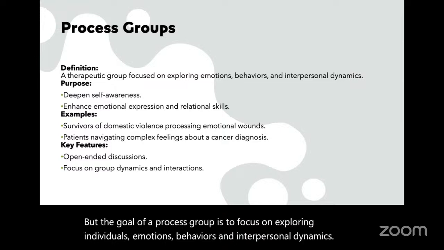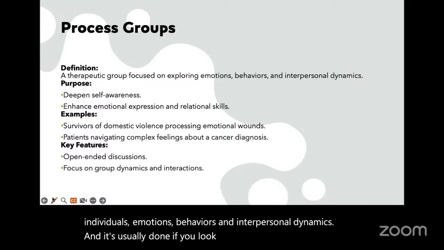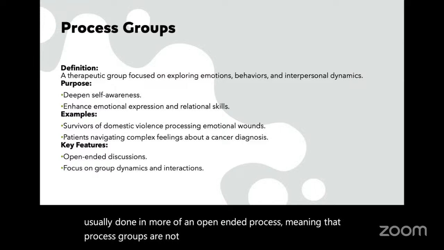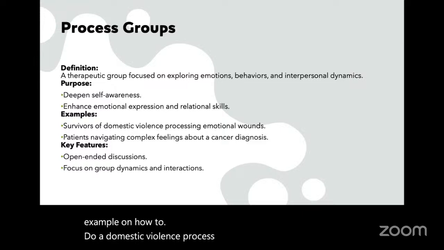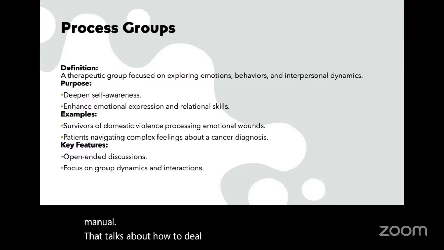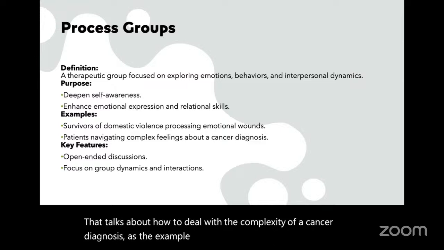And it's usually done, if you look at the key features down here, it's usually done in more of an open-ended process, meaning that process groups are not structured. You won't find a manual, for example, on how to do a domestic violence process group, okay? You won't find a manual that talks about how to deal with the complexity of a cancer diagnosis, as the examples suggest here, okay?